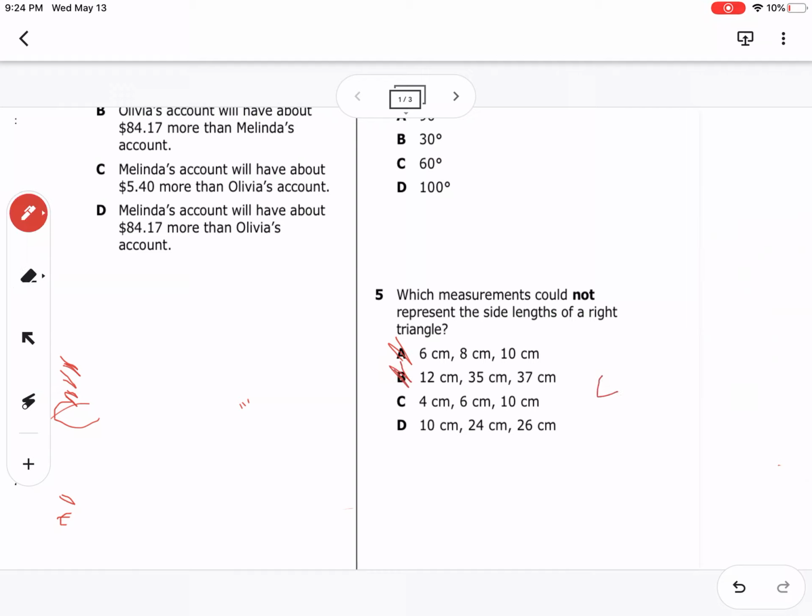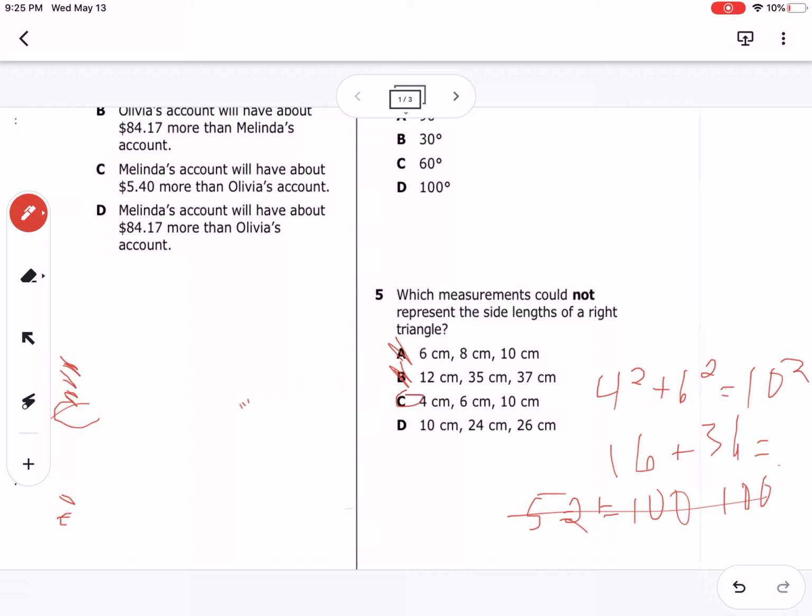Now C, 4 squared plus 6 squared equals 10 squared. Okay, 4 squared. 4 times 4 is 16. 6 squared. 6 times 6 is 36. And then 10 squared is 100. 16 plus 36 equals 52. So 52 equals 100. That is incorrect. Our answer is C.